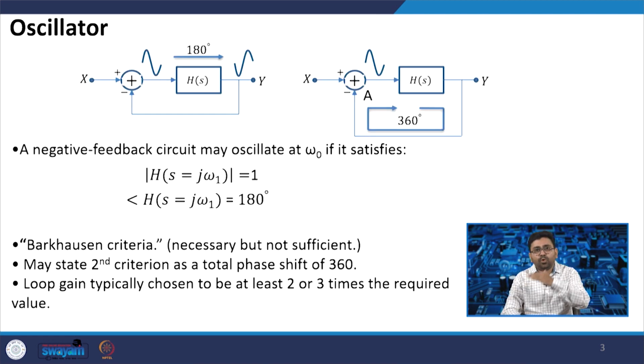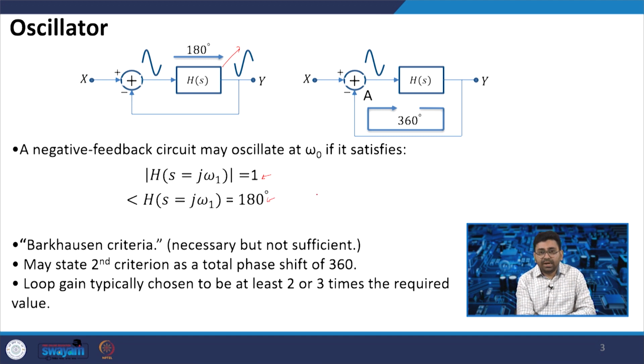So, now we go back to the undergrad level and see how the oscillator works. What are the conditions to have an oscillation? If we consider this H(s) transfer function that is connected in feedback form, adding a negative feedback, then in order to have an oscillation, H(s) at s equal to j omega 1 should equal 1, and the H angle should be 180 degrees.